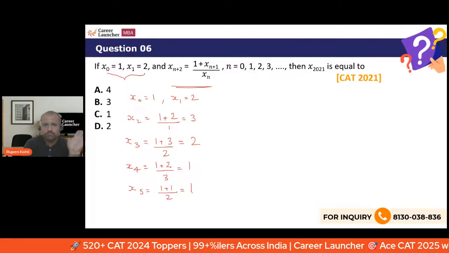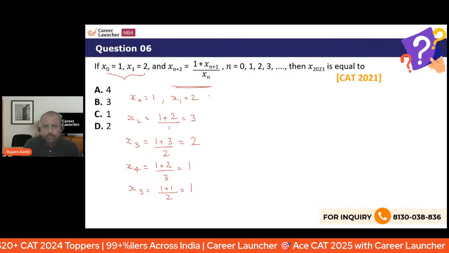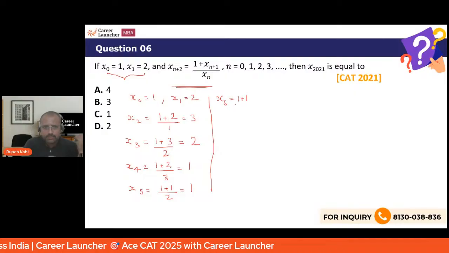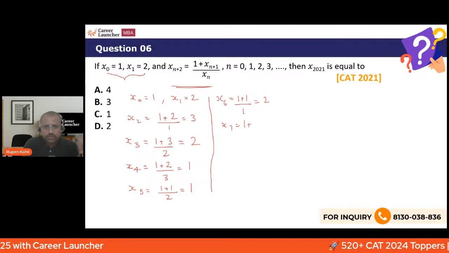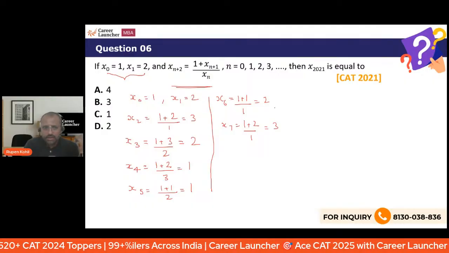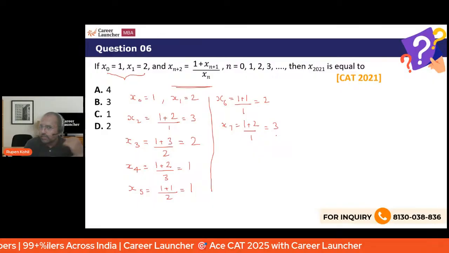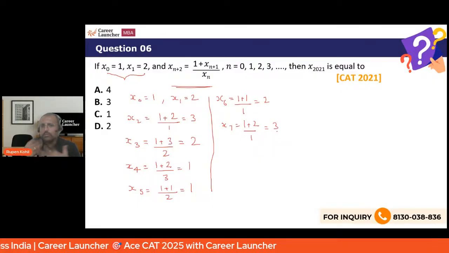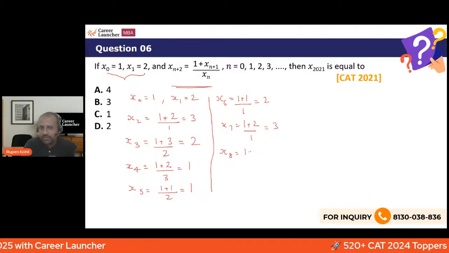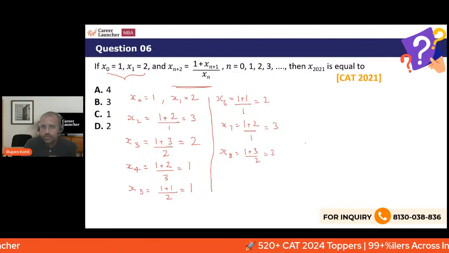Keep on doing this until you understand a pattern. x6 is 1 plus x5 over x4, 1 plus 1 over 1, which is 2. x7 is 1 plus x6 over x5, 1 plus 2 over 1, which is 3. I think things have started to repeat now. So 1, 2, 3, 2, 1, 1, 2, 3. Again, I'm expecting to get 2. And yes, indeed, 1 plus 3 over 2, yes, 2. So what's happening?